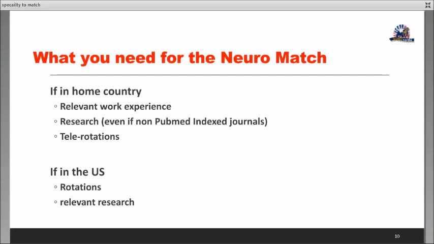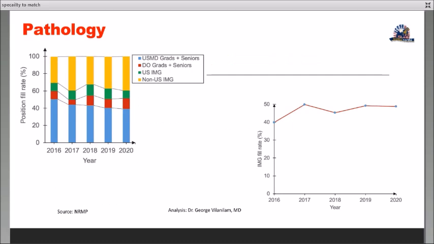If you are in the US, of course, like I said, relevant research. If you are able to find full-time research positions at many of the top universities that typically give out these positions, take it. Although there may be times like the current ones when the research positions are difficult to find, but relevant research and rotations would be the way to look at the neuro match. Then we come to pathology, one of the other specialties that has become increasingly in favor with the IMGs.